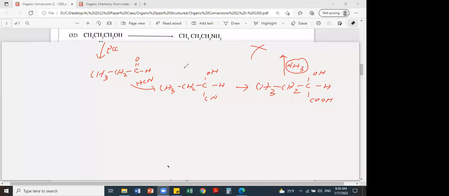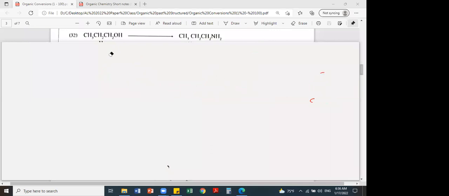Then who else? Vinhara, correct. Pramudi, correct. Vinhara, Pramudi, and Arkham are correct. Tamasha, the problem is this. Vinhara and Pramudi gave the same answer and Arkham gave a different method. Wait, I'll first put Vinhara and Pramudi's answer. You can convert this into CH3CH2CH2Cl. After that, you can put excess ammonia. That's how you do it.